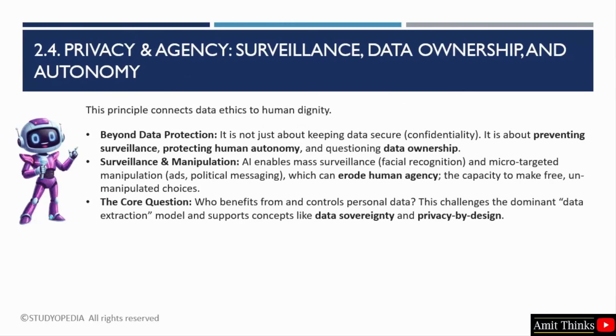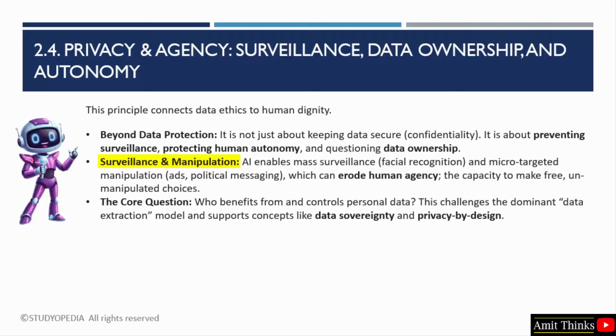Next is privacy and agency: surveillance, data ownership and autonomy. This principle links data ethics to human dignity. The first one is beyond data protection. It's not just about securing data. It's about limiting surveillance, preserving autonomy, and questioning who owns the data.